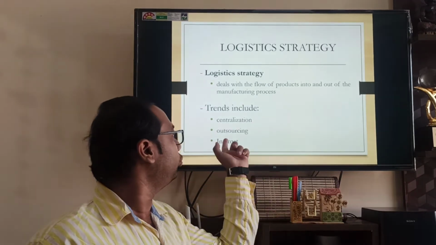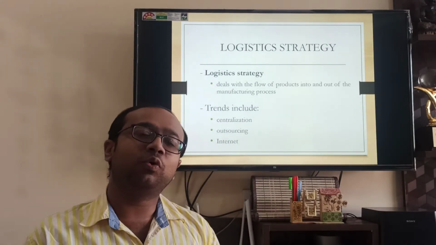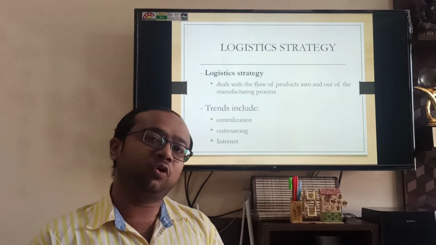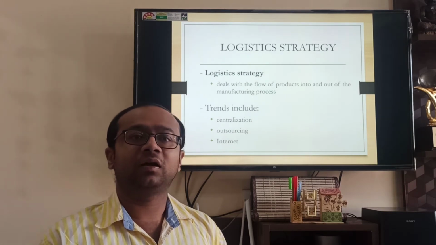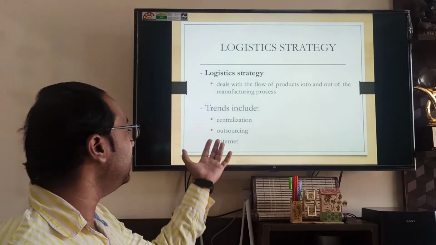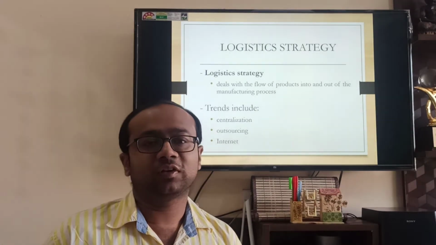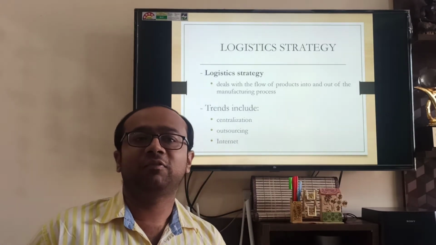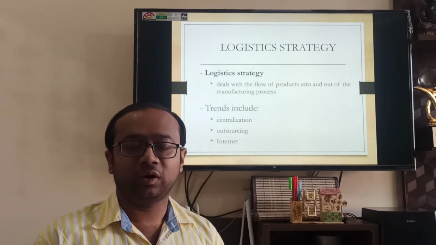Nowadays companies do outsourcing of the logistic function, means they only focus on manufacturing. There is a logistic partner, a courier partner, an XYZ partner who takes care of all the deliveries. And internet. Nowadays logistics is also taken care of totally by internet. When there is online purchasing and all, that is known as internet.